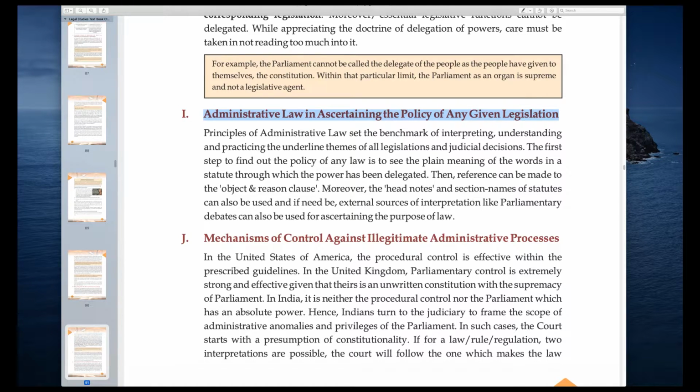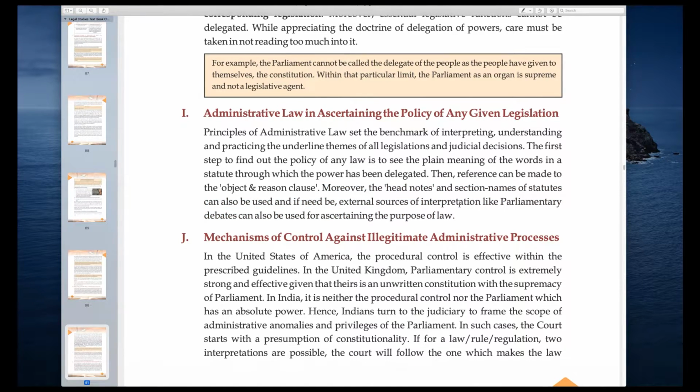As it says here, the head notes and section names of statutes can also be used, and if need be, external sources of interpretation like parliamentary debate can also be used for ascertaining the purpose of law. Okay, so this is basically talking about the rules and regulations, where it is mentioned that the subordinate or administrative bodies will be given such power. Okay, that is, the supreme authority is not doing it suo motu.